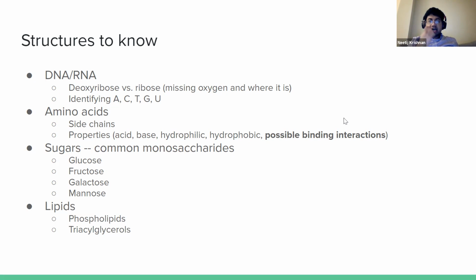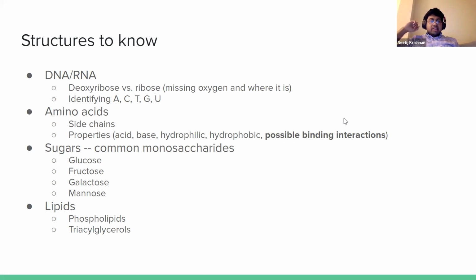Okay, there's a question in the chat. Should we know the pKa for the amino acids? I would say you should be able to estimate with some degree of accuracy. Like you said, for the acidic ones, pKa is around 3 or 4. Basic ones, it can go from 8 to 10. I don't think you have to know specifically what they are. You should just be able to ballpark it.